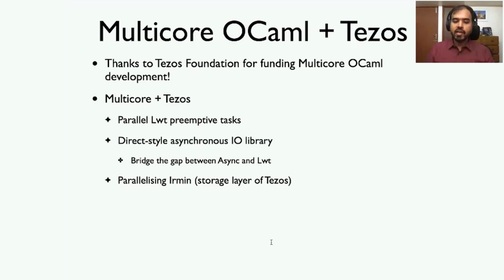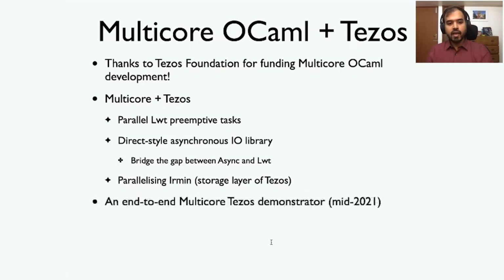And we are also working with the Irmin team. Irmin is this library which is a storage layer of Tezos. We are working with them to parallelize Irmin, which will directly benefit the Tezos ecosystem. And we are planning to build an end-to-end multicore Tezos demonstrator sometime in the middle of 2021. Right, so I think initial work is apace, and we want to see how far we can push. Tezos is an excellent demonstrator for us for pushing multicore, and we hope to achieve something great with this demonstrator.